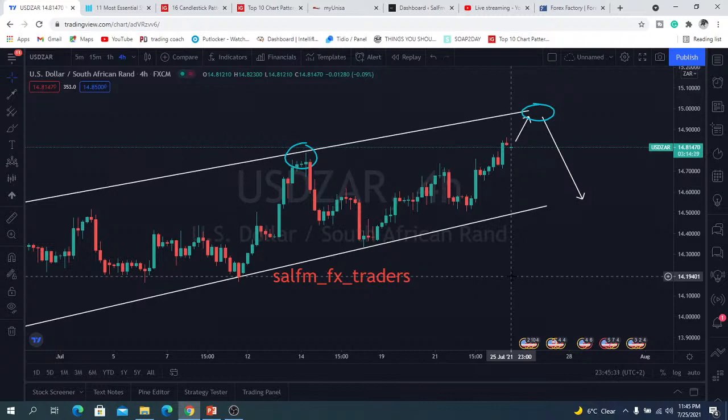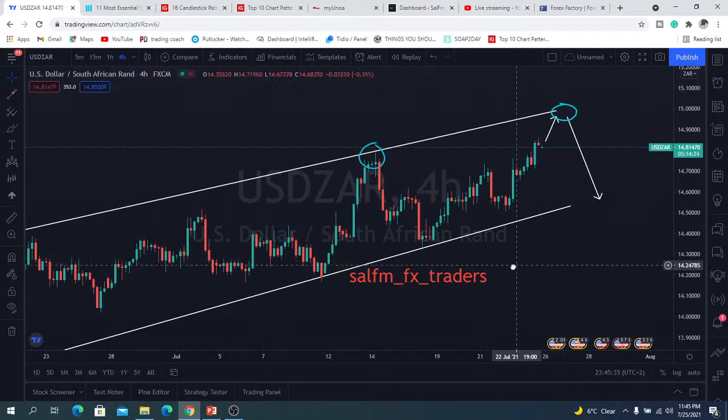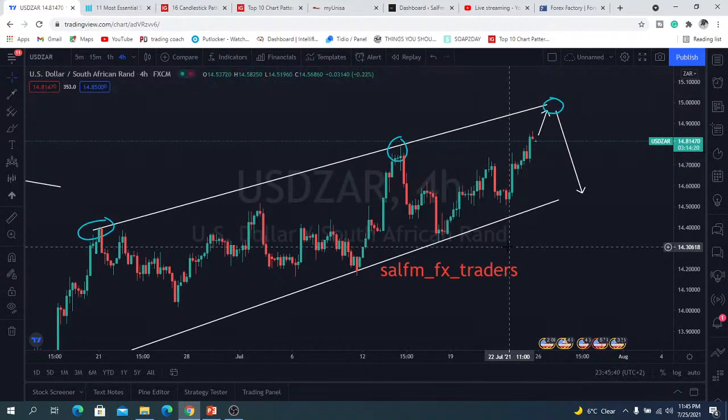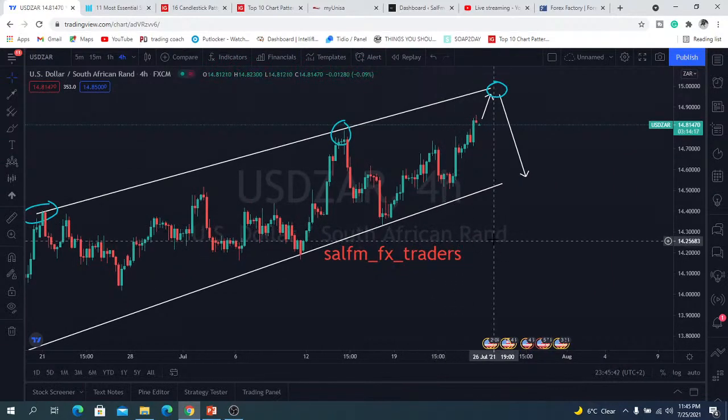I like the way USD ZAR moves. Yeah, it moves in a good direction. I mean, it's clean to analyze USD ZAR.